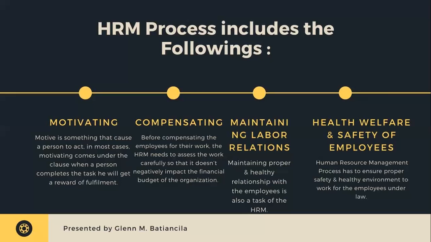Next is the health, welfare, and safety of the employees. The human resource management process has to ensure a proper, safe, and healthy work environment for the employees under the law. That's why there are laws that help employees with protection in terms of health, welfare, and safety. And of course, it would also be great to work in an organization where the environment is very clean, has a complete CR, has a canteen, and has something else that provides the needs of an individual employee.